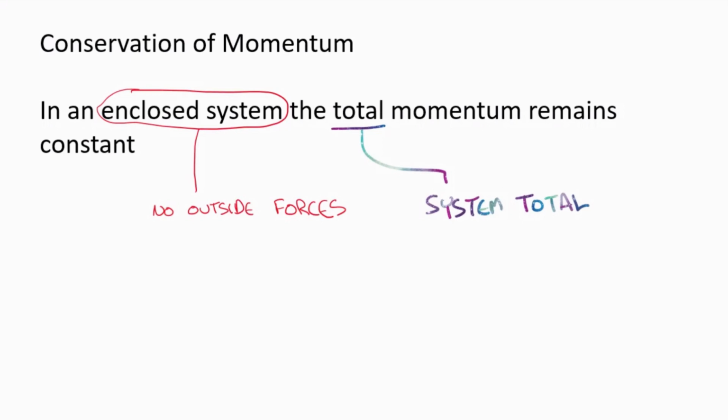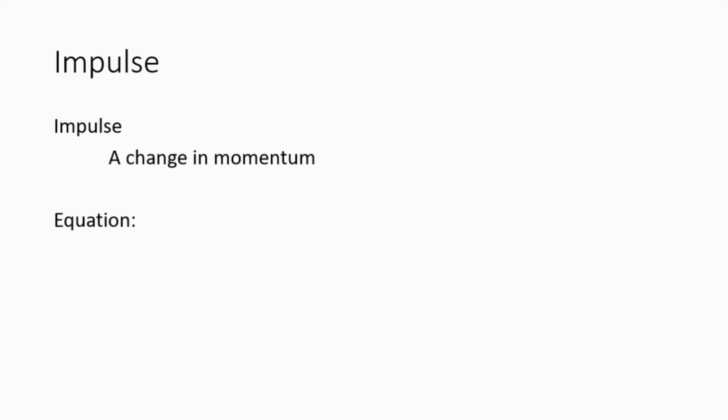So what happens if the system's not enclosed? What happens if there is an outside force that's going to exert itself on something? What happens when the enclosed system is gone? What happens next after the collision? For that, we have to look at what causes the momentum of an object to change.